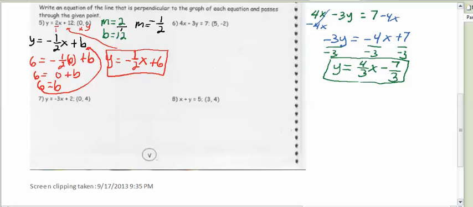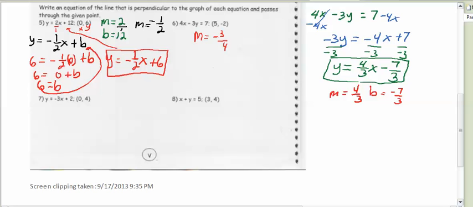Okay, now we want to make a perpendicular line. So that means take the slope, which is 4 over 3, and our new slope is flipping it over, 3 over 4. If it's positive, this is negative. Okay, and our b is negative 7 over 3.